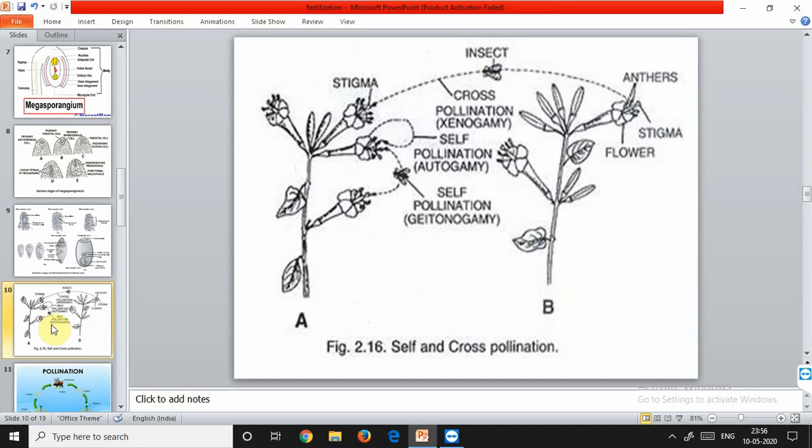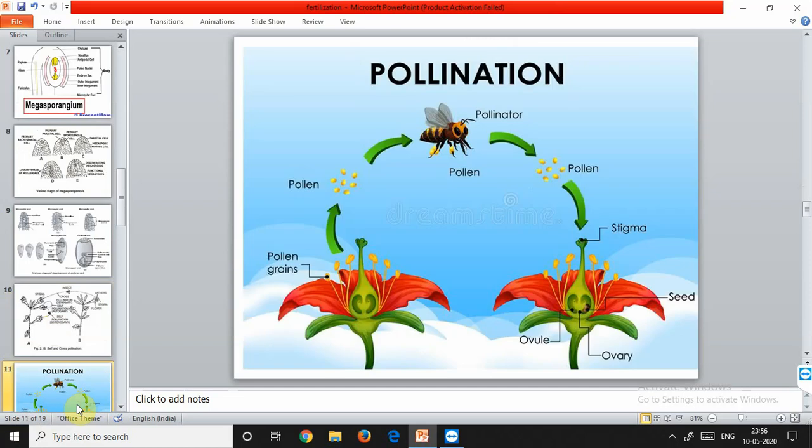So now we'll talk about cross pollination. Cross pollination is also called allogamy. In cross pollination, the transfer of pollen grains from the anther of the flower of one plant to the stigma of the flower of another plant by the help of an agent is called cross pollination. In the diagram you can see it is done by an insect, the honeybee.